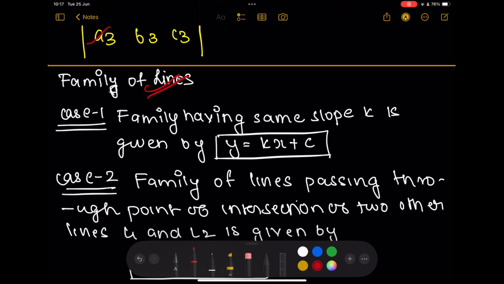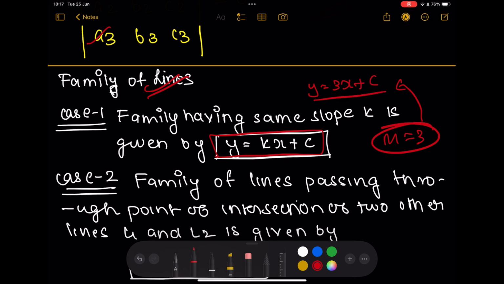Family of lines, right? Now this concept is also very important, and family having same slope is not that important because that's just a very basic point. If they are given that a line has a slope m equal to 3, then there can be infinitely many lines with a slope m equal to 3, yeah. So if you want to determine the family in such a case, then you will be using y equal to kx plus c. So in this case, it will be y is equal to 3x plus c.